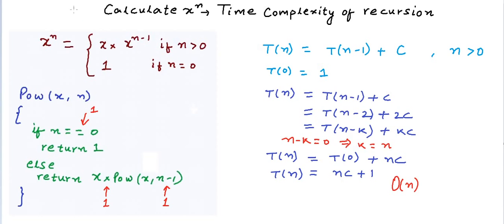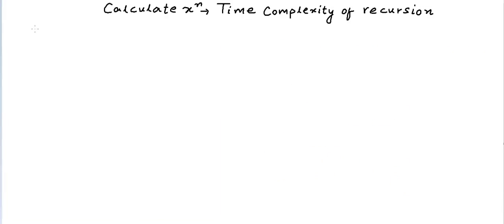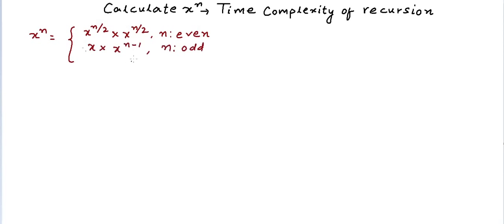Now let us try to analyze the second approach to calculate x to the power n. So this time we had expressed x to the power n as x to the power n by 2 into x to the power n by 2 if n is even, x into x to the power n minus 1 if n is odd, and 1 for the base case, which is n is equal to 0.